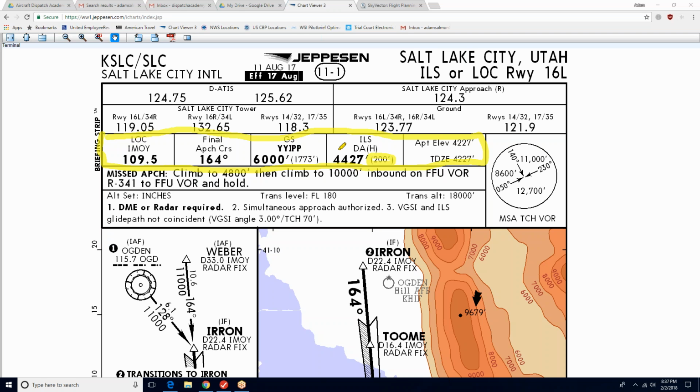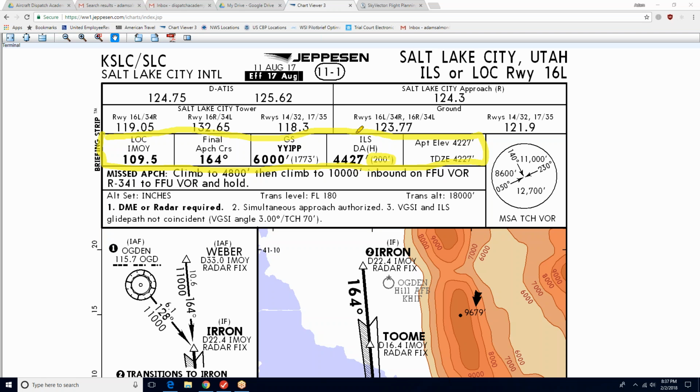So that's kind of what this box is for. This is telling us that this is the decision altitude. So that's the point at which the pilot needs to make a decision. Two options: he's going to decide to land, or he's going to decide to go missed. If he can see the runway, he'll usually land. If he cannot see the runway, he will go missed.